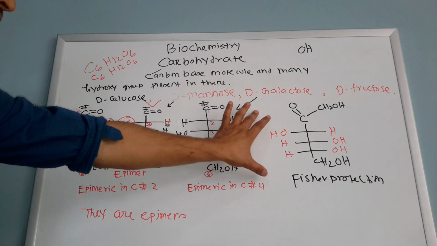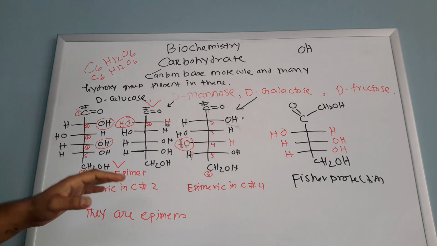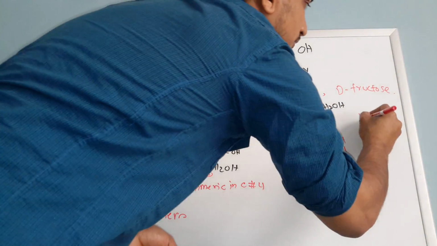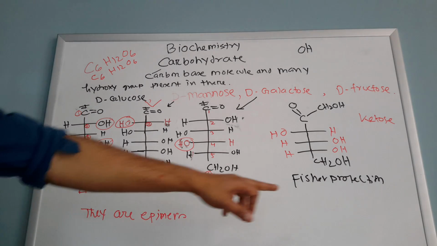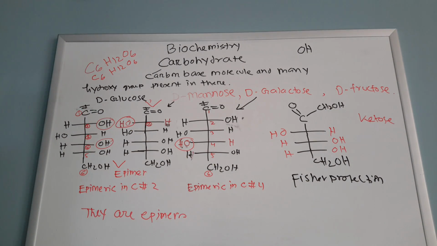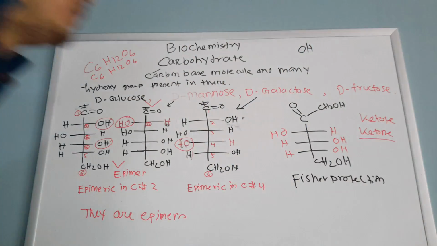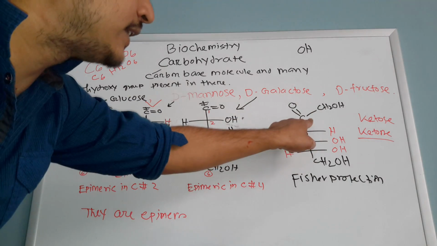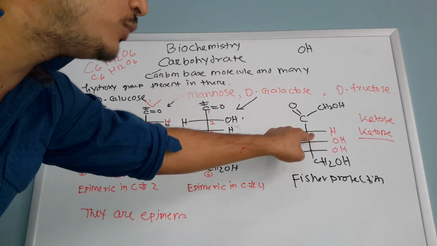These three are aldehydes, and the isomers are epimers, but this one is not an aldehyde. This is called a ketose. It has a ketone, which means it's a ketone sugar, that's why it's ketose. So what happened to this one? If I write ketone for you, you will understand very well. For a ketone, both sides of the double bond O carbon have to be alkyl groups, meaning carbon attached. Right side is carbon, left side is also carbon. So that's why this is a ketone.